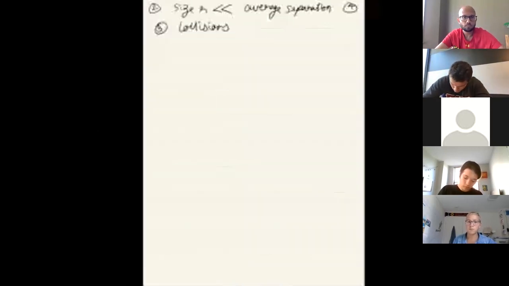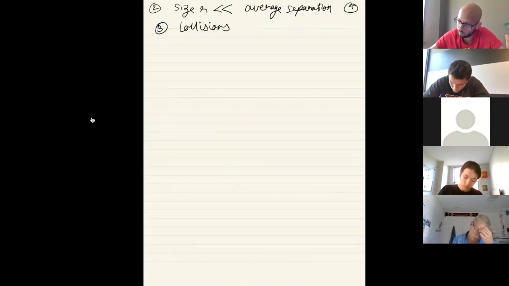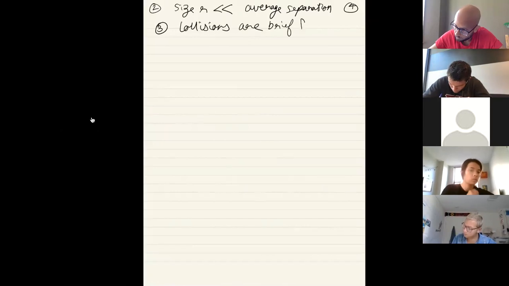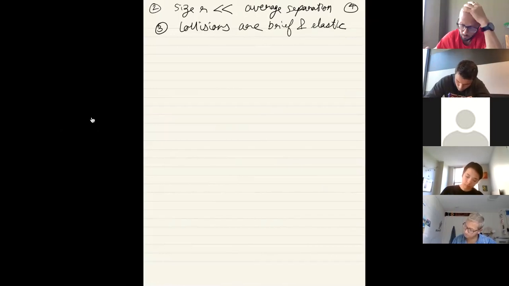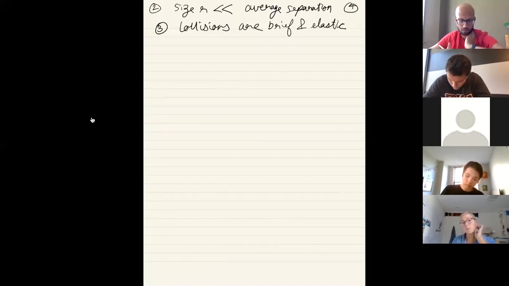So collisions are brief and elastic. What does that mean? The kinetic energy before the collision and after the collision are the same. So from these three simple assumptions, we will derive the relation between pressure and temperature, velocity and temperature. So first let's look at pressure in a very systematic manner.